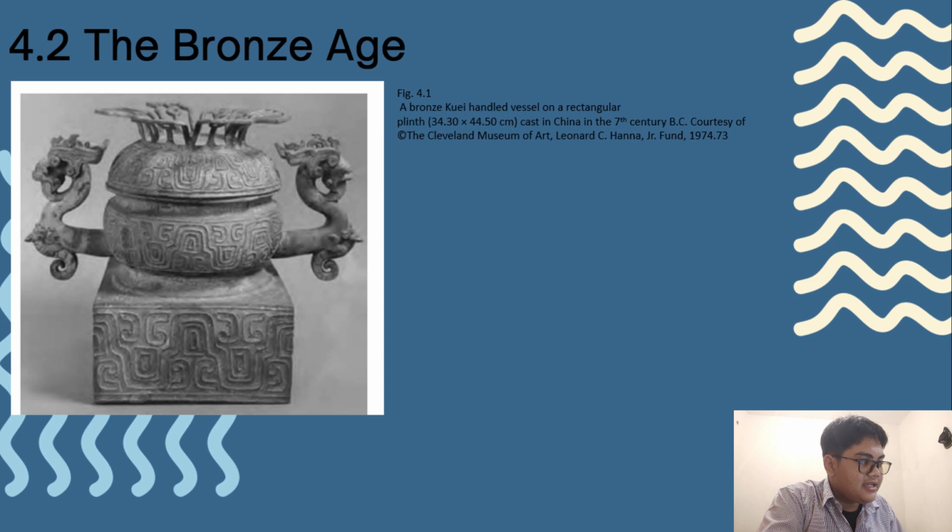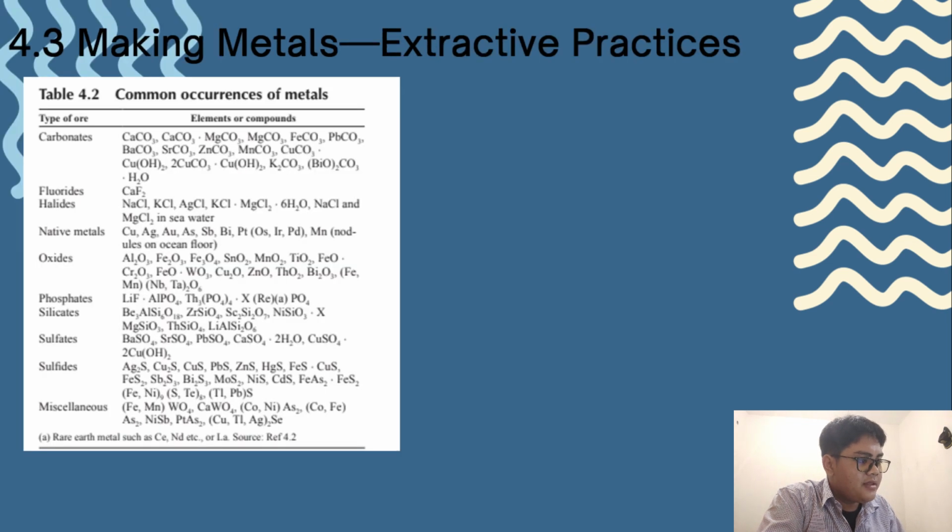Now we got to the next slide, making metals extractive practices. Most metallic elements occur naturally as minerals or ores, which are compounds that result from a reaction between metallic and non-metallic atoms. Common native and mineral occurrences of metals are listed in table 4.2. Most copper, zinc, and lead ores are sulfides, while iron and aluminum are generally found in oxide ores.